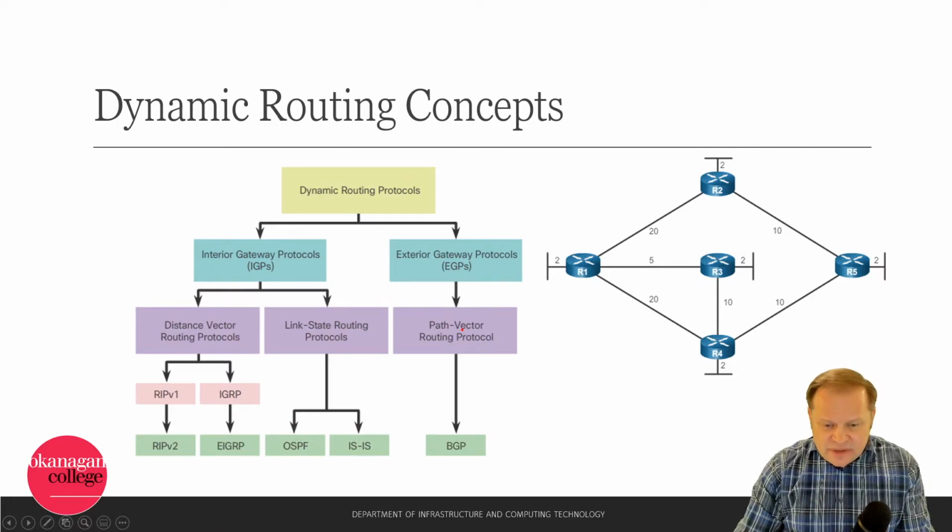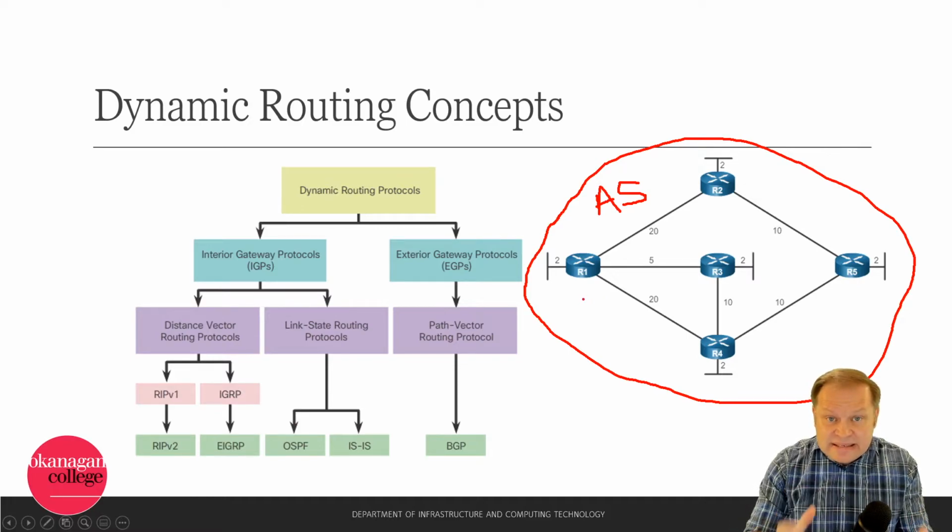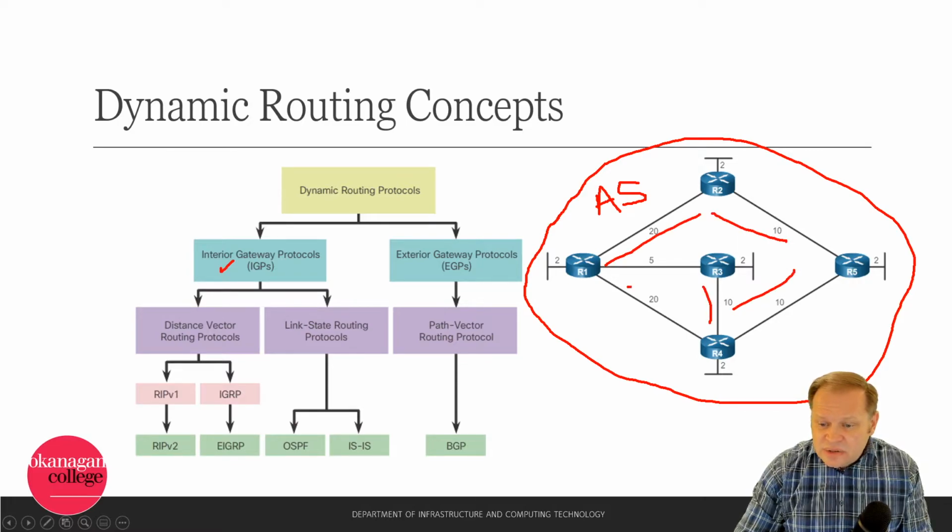What is this one over here, this path vector? Well, let's remember, this is exterior now. If I consider this one large sphere of influence, or my area of control, or my boundary, I'm going to refer to this as my autonomous system, my AS. Everything inside here is my system. I control it. I'm going to use an IGP to figure out all the ins and outs and connections in between here. But what happens outside?